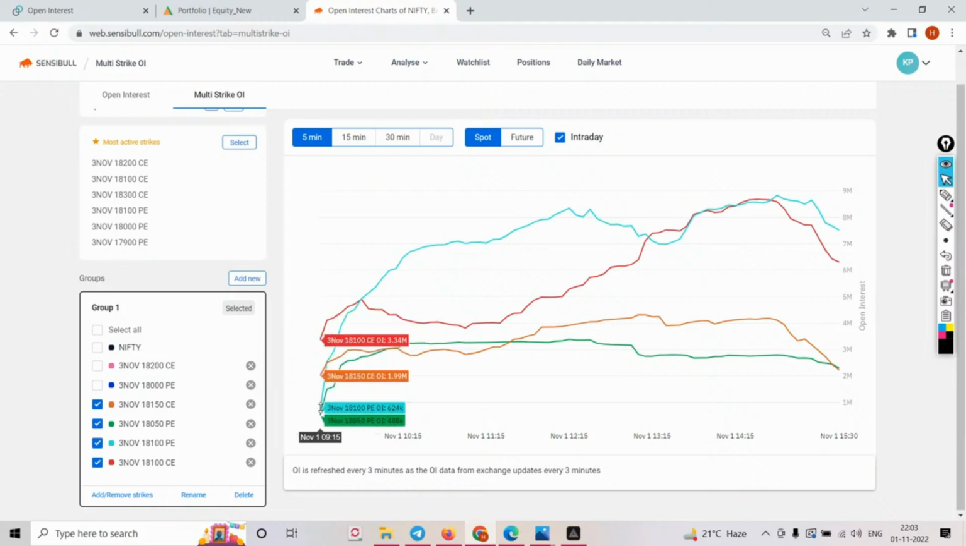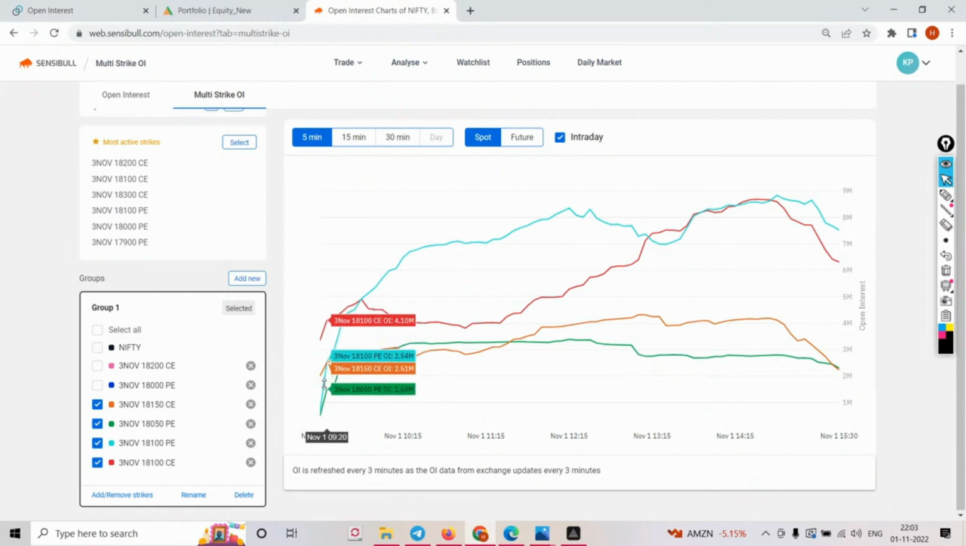Now check, who is in the race? Obviously, the first two calls are in the race. Now slowly I'll move my mouse over and we'll see who will win the race. How should I show you? Can I take the screenshot? Now look, 18,100 C is top, 18,150 C is second, 18,100 P is third, and 18,050 P is fourth. Slowly I'll move it further.